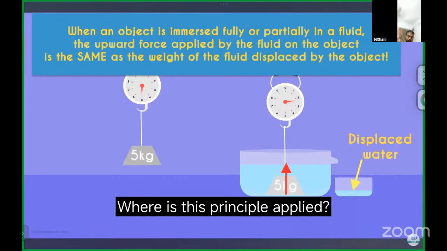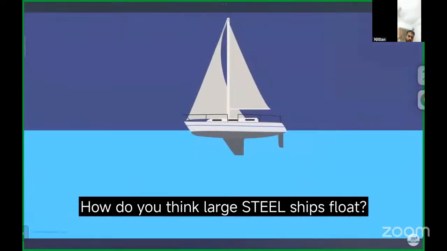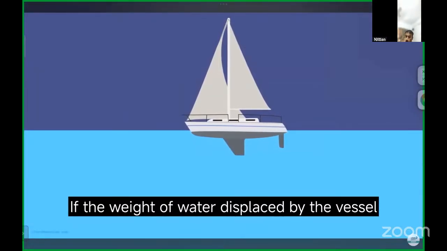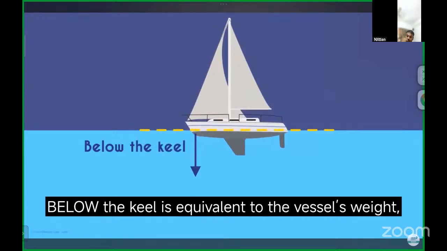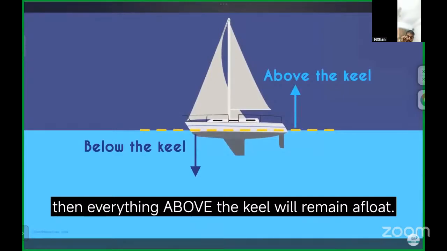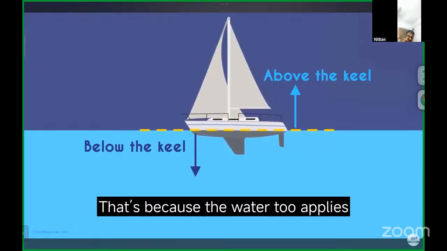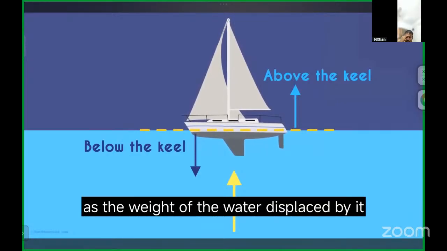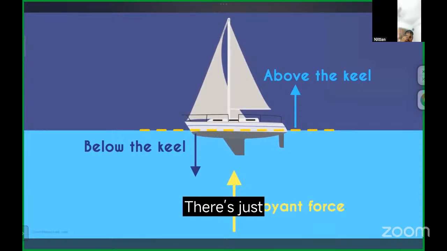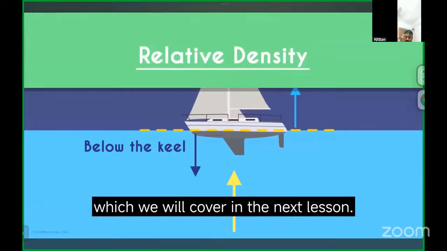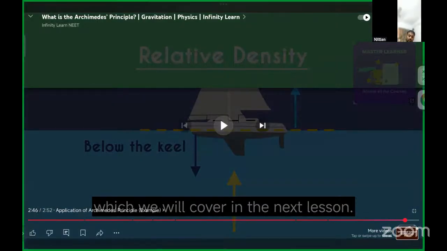Where is this principle applied? Can you think of examples? How do you think large steel ships float? It's simple. If the weight of water displaced by the vessel below the keel is equivalent to the vessel's weight, then everything above the keel will remain afloat. That's because the water too applies an upward buoyant force on the ship, which is the same as the weight of the water displaced by it. There's just one important concept left in this section, and that's relative density, which we will cover in the next lesson.